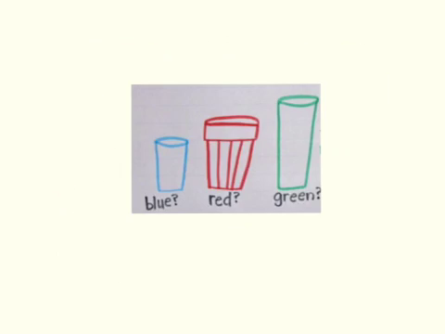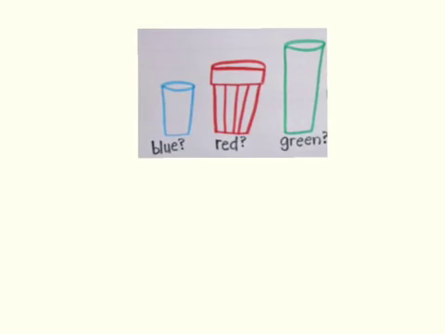Let's finish off with a bit of a challenge. So here in this picture, I have a blue cup, a red cup, and a green cup. We want to compare the capacity of these cups. Blue looks the smallest, so I would say that blue has the least capacity. I can see that just by looking. So that has the least capacity than the other two cups.